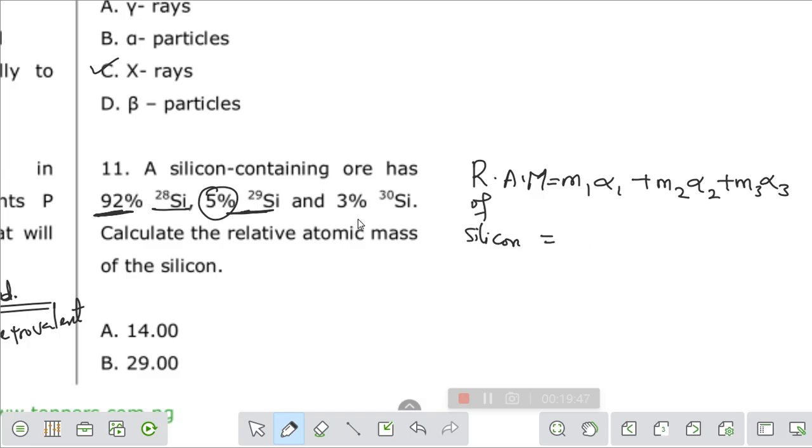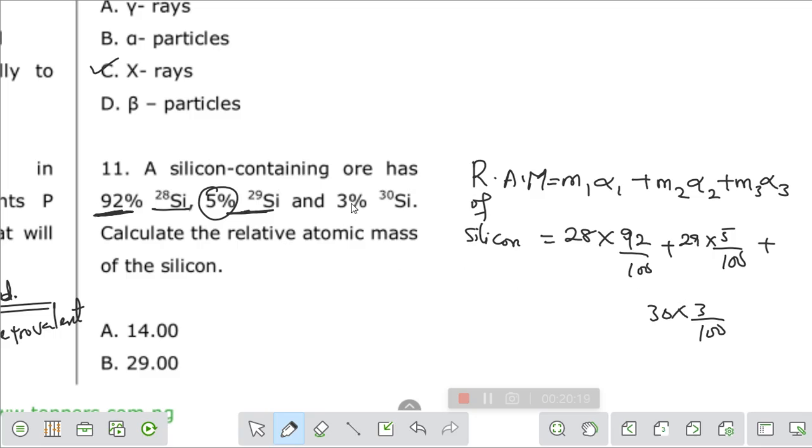So it will now be the mass of silicon, the first one, that will be 28, times the relative abundance, 92%. What is 92%? 92 over 100, plus the mass of the second one, that will be 29, times the relative abundance, 5 over 100, plus the third one, that will be 30 times 3 over 100. So that's what we are going to do.